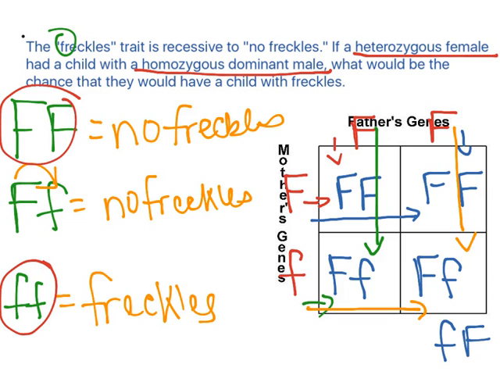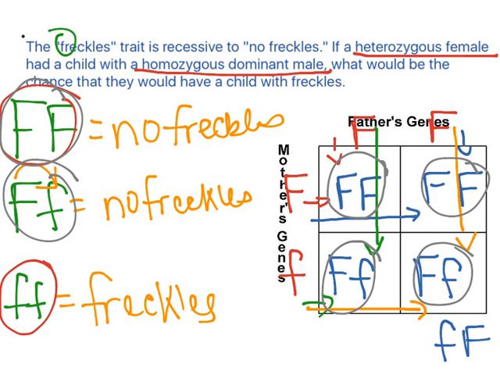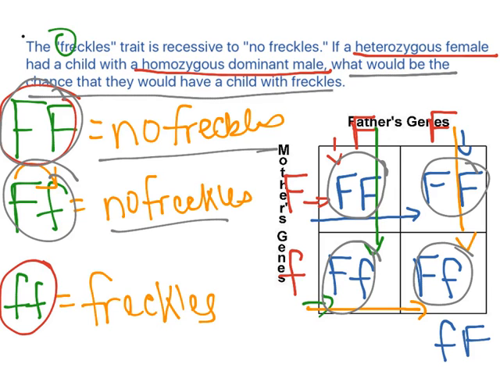So here I have a couple of different genotype possibilities. I have big F, big F, big F, big F. So I have that twice. And then I have big F, little f, big F, little f. So the only children I can have are big F, big F, and big F, little f. Both of these stand for no freckles. My question asks me, what would the chance be that they would have a child with freckles? So since I have big F, big F, and big F, little f, I have a 0% chance of having a child with freckles.